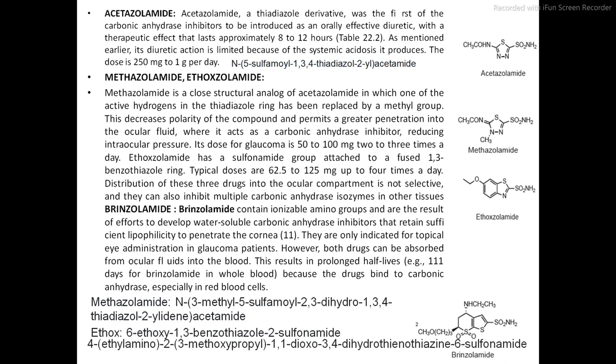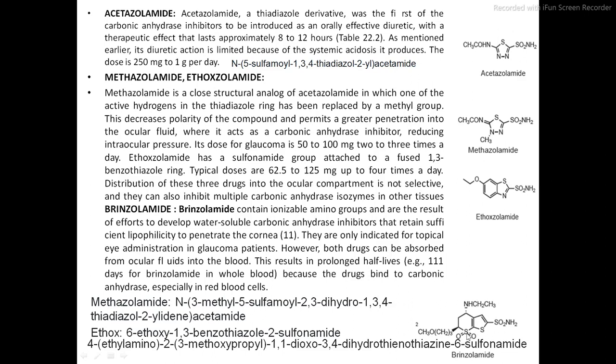Regarding the IUPAC nomenclature of brinzolamide, again in this case we count it as a sulfonamide, because there is no acetamide. This is not acetamide, right? So this is the sulfonamide. Okay, so we will start our IUPAC nomenclature by giving numbering from the sulfur. So 1, 2, 3, 4, 5, 6, and 7. By alphabetical order, there is an ethyl group present over here.